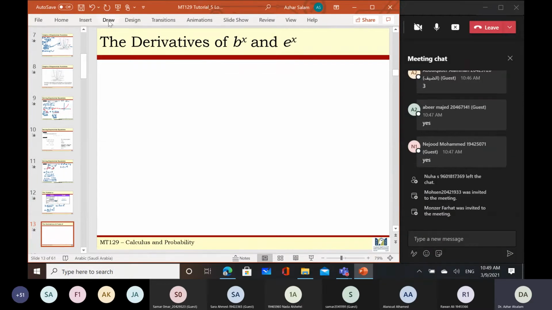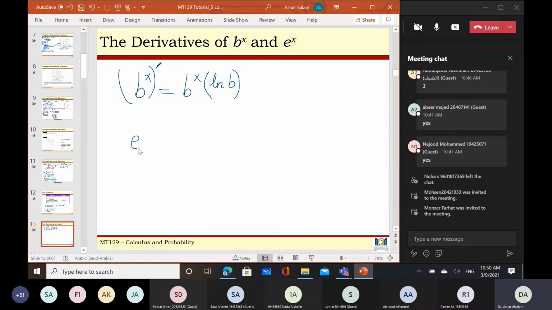When I have to find the derivative for the exponential function b to the power x, it will be the same function, b to the power x, but multiplied by a constant, okay? The derivative of b to the power x will be the same function, b to the power x, multiplied by the natural logarithm for the base b. Okay? This is the derivative for the exponential function. This is for all the bases b.